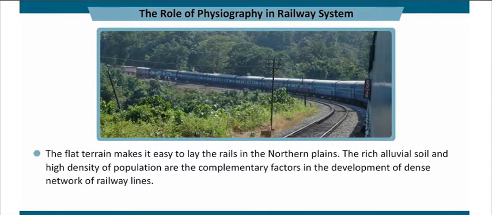The flat terrain makes it easy to lay the rails in the northern plains. The rich alluvial soil and high density of population are the complementary factors in the development of a dense network of railway lines. Peninsular India has a moderate railway network as it is undulated terrain.